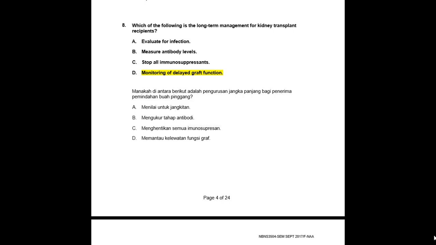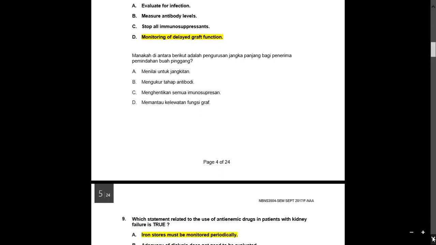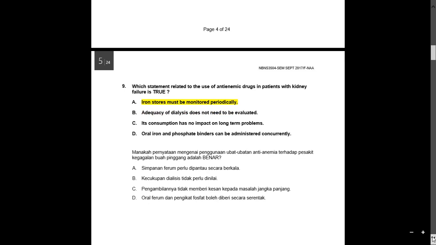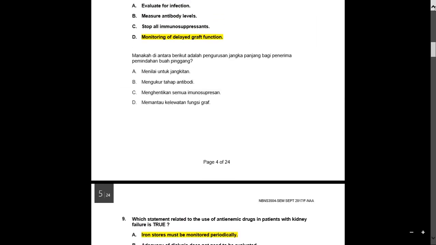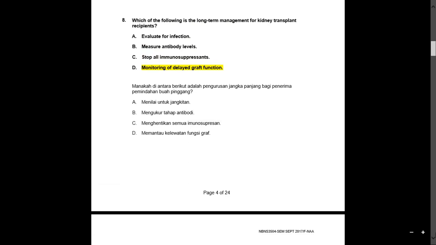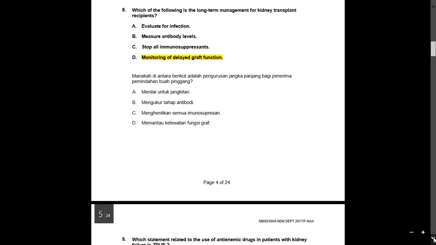Delayed graft function means the functioning of the transplanted kidney. If the functioning gets delayed, it is called delayed graft function. This is the thing you have to look for. So the answer for question number 8 is answer D, monitoring of delayed graft function.